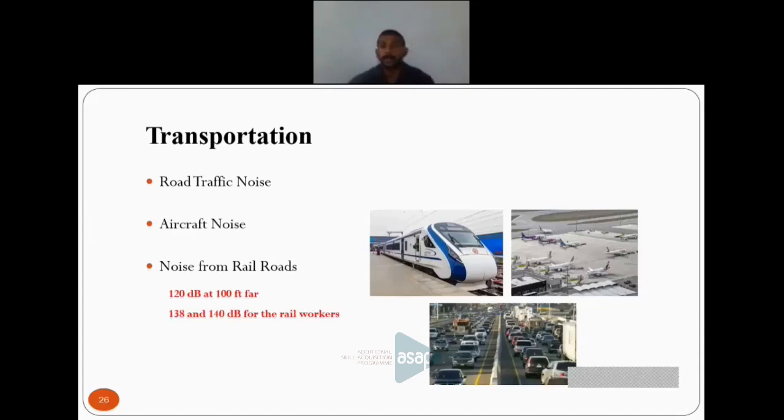From the studies, it shows that at 100 feet far, it is producing 120 decibels of sound. And in the same case, for the workers working on the track, the intensity of sound would be 138 to 140 decibels, it is found.